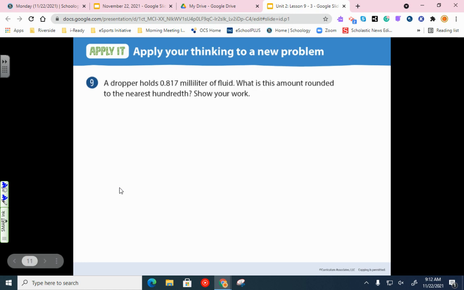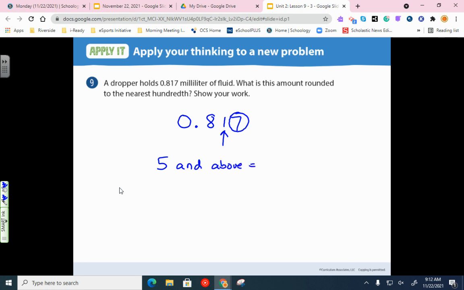A dropper holds 817 thousandths milliliter of fluid. What is this amount rounded to the nearest hundredth? Show your work. That's pretty simple. So let's write down their number. 817 thousandths. We want to round to the nearest hundredth. And then we're going to look at the number to the immediate right and decide what it does. So 5 and above, we round up.